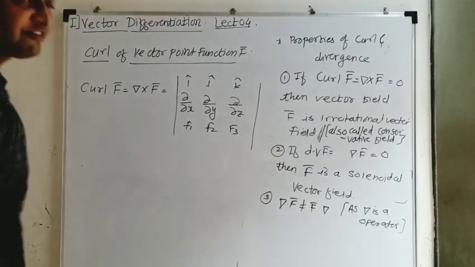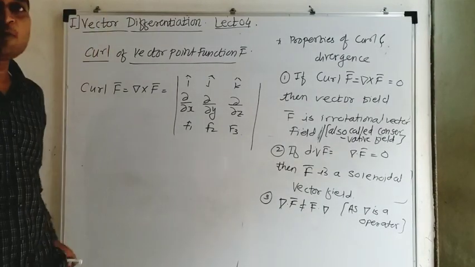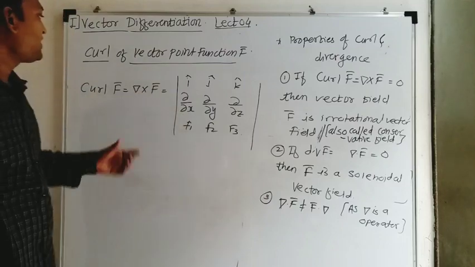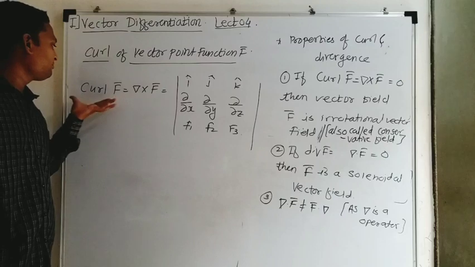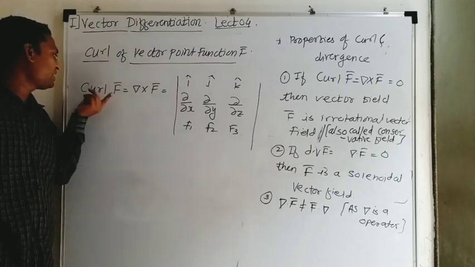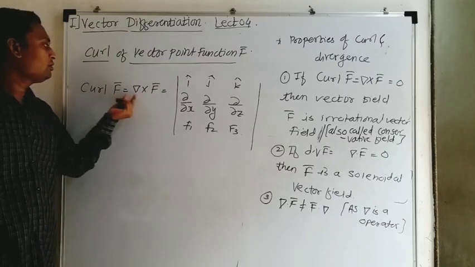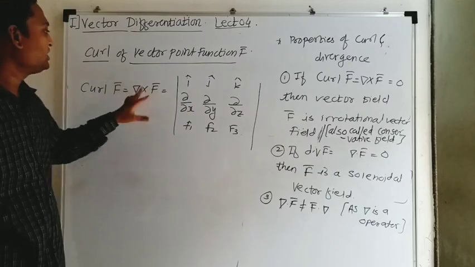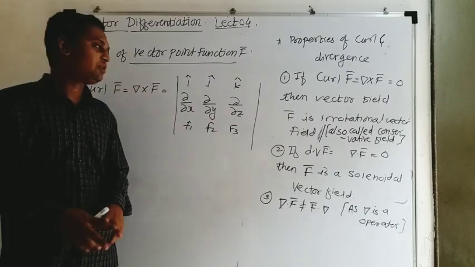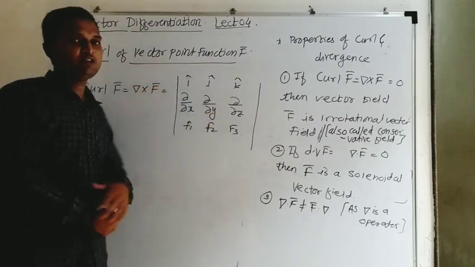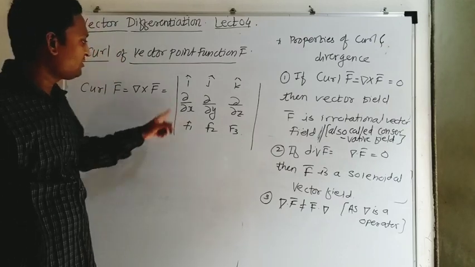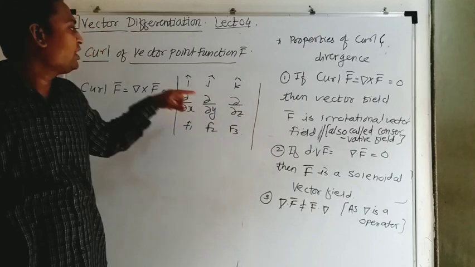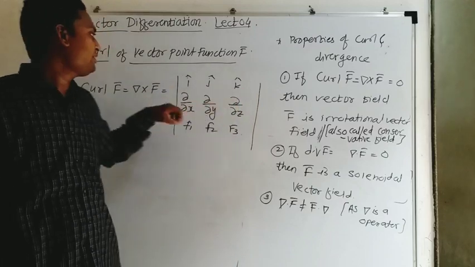Now the last definition is the curl of a vector point function f bar. I have written the definition and properties after the definition. So first, the curl of f bar, you can write like this: curl f bar or del cross f bar. So it is a cross product of two vector quantities. Therefore, we calculate the cross product. We know that we calculate the cross product using a determinant. So the definition is in the form of a determinant. The first row is our fixed i, j, k.